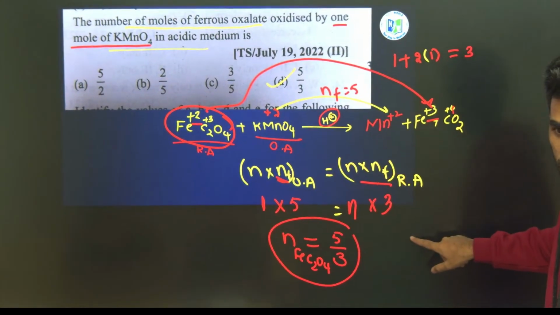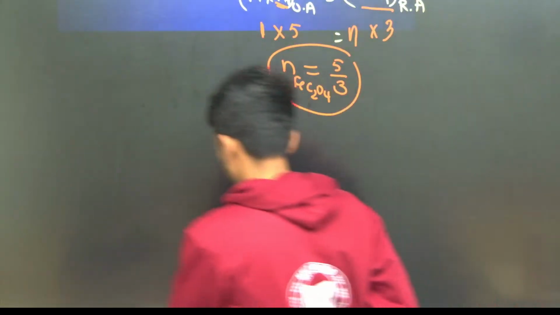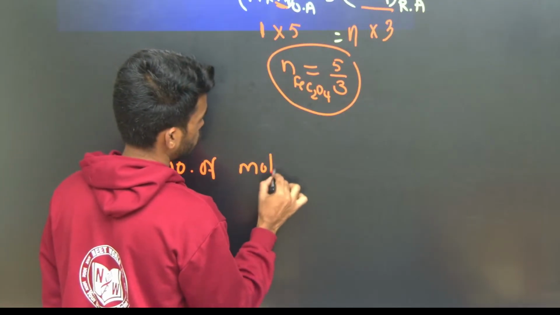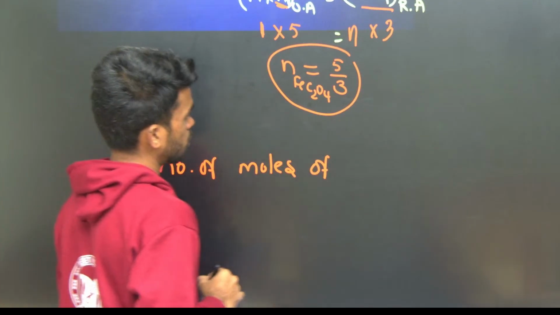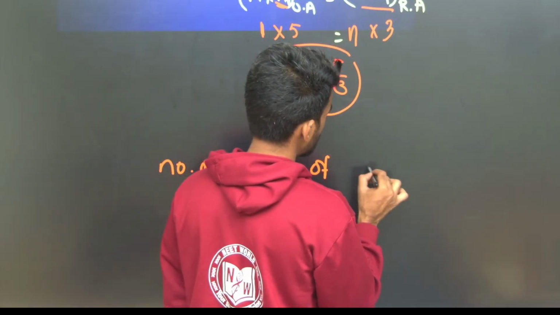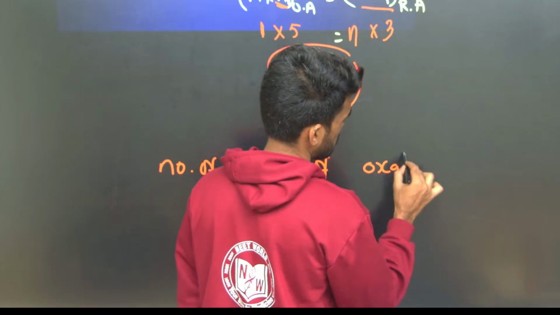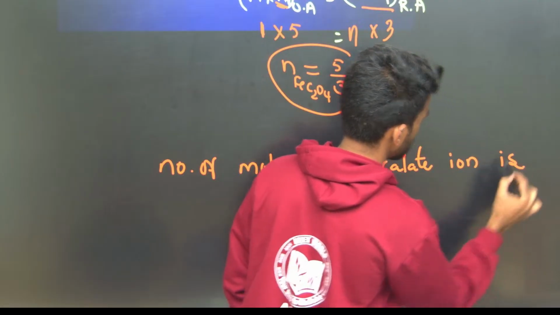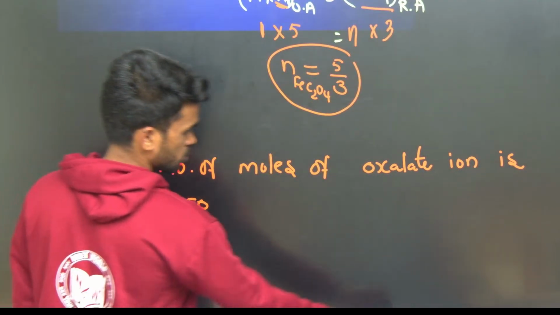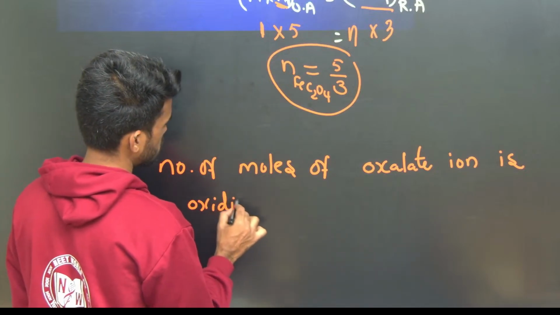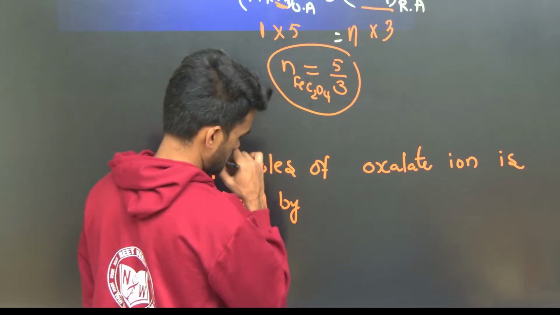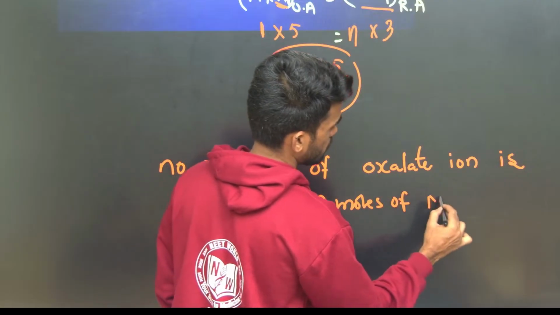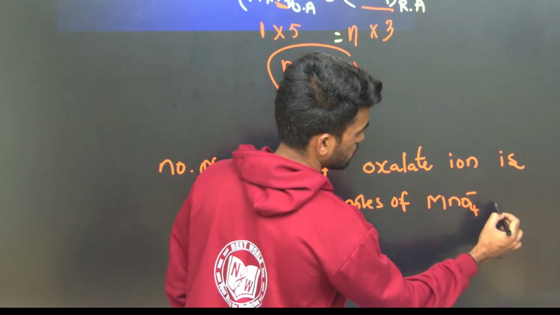Will you do one question if I give? You can take this: number of moles of oxalic acid or oxalate ion oxidized by 2 moles of MnO4 minus in acidic medium.